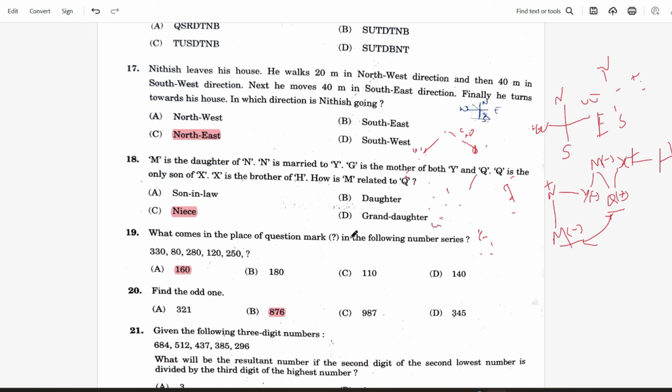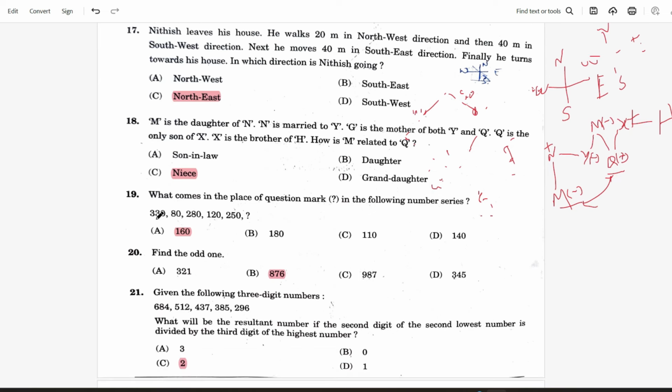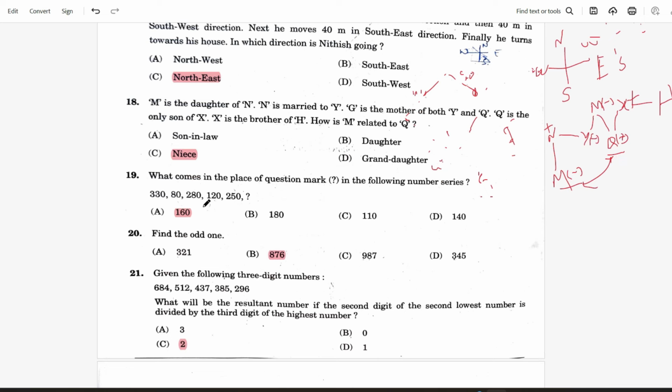What comes in the place of the question mark in the following number series? There is some conflict in this answer, because you can see there are two alternate series. One is decreasing by 50, and the alternate series is increasing by 40. If we consider 330 minus 50, 280, 280 minus 50, it should be 230, right? But it is 250. For the second series, 80 plus 40 is 120, 120 plus 40 is 160. According to this pattern I've given 160. I'm not sure about this answer, but most probably 160 is right.